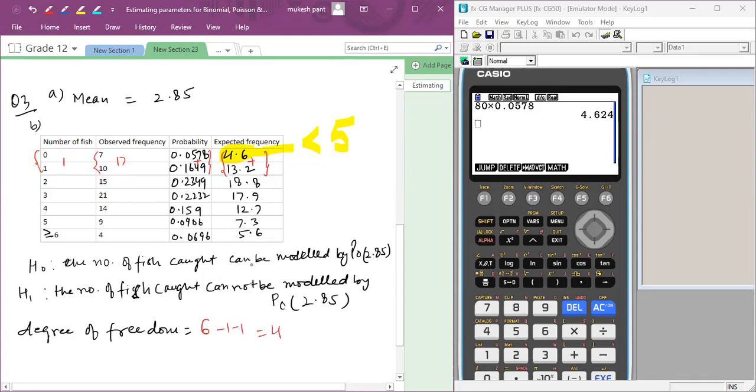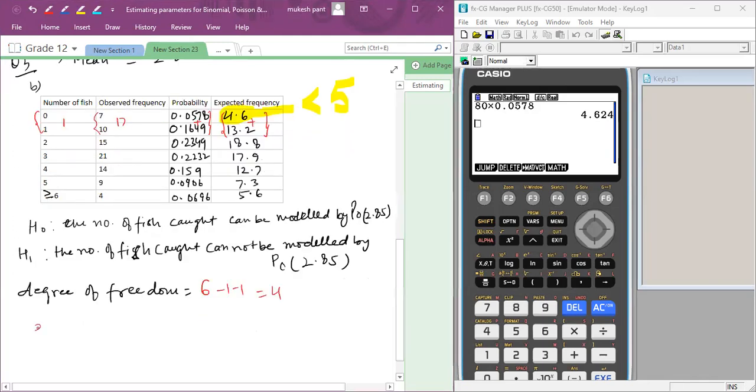So guys, you will have to make a new table. First, add the first and second rows. The remaining rows will remain the same because their expected frequency is more than 5. Make a new table and then perform the chi-square GOF test, and you will get the p-value. Let's check what the p-value is. So you can see the p-value we are getting.